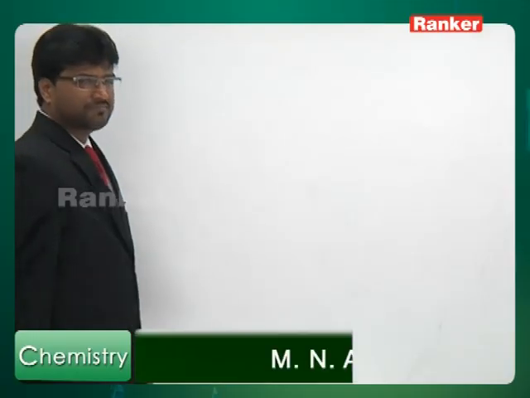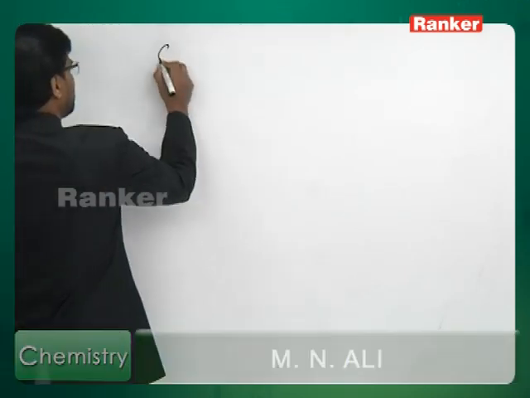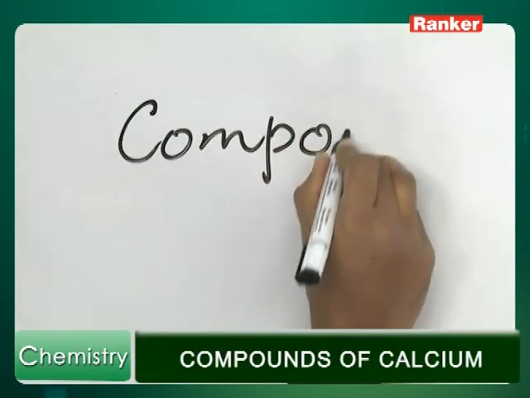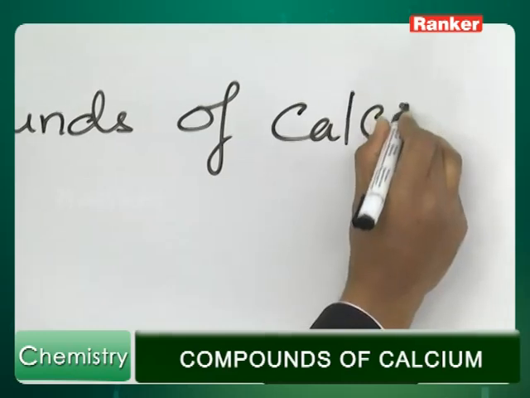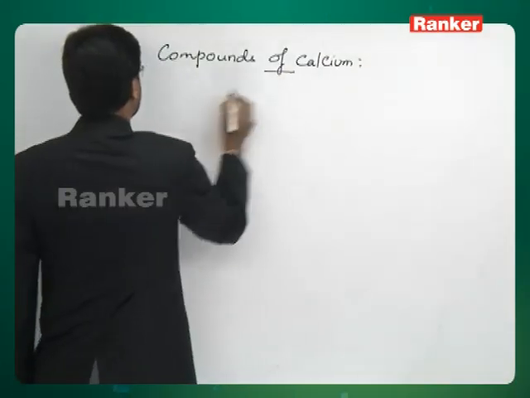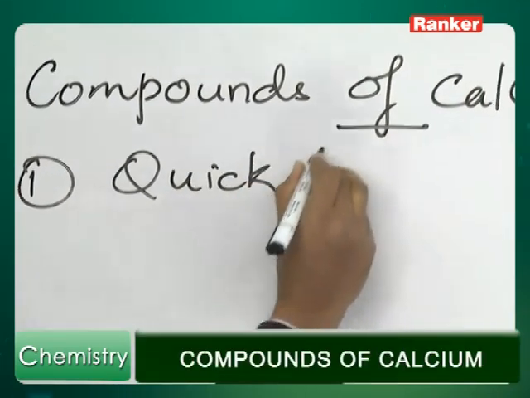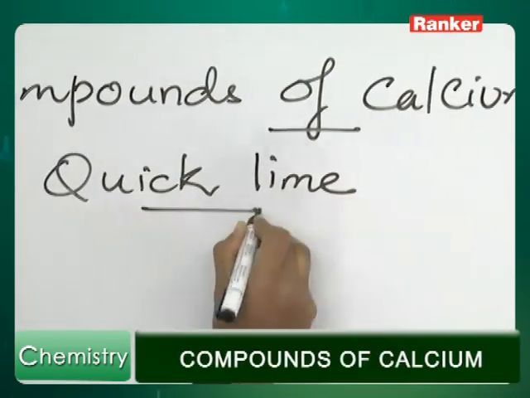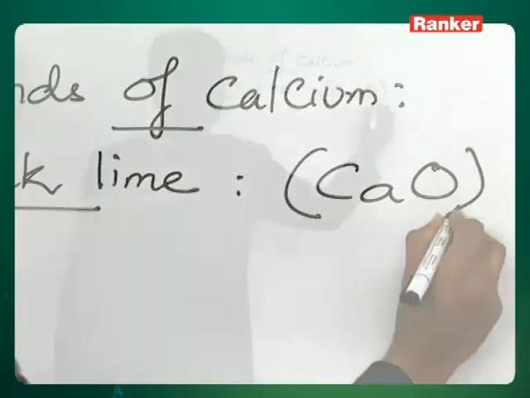Now let's learn about some commercially important compounds of calcium. Number 1 in the list is quicklime. Quicklime, the formula is calcium oxide, CaO.